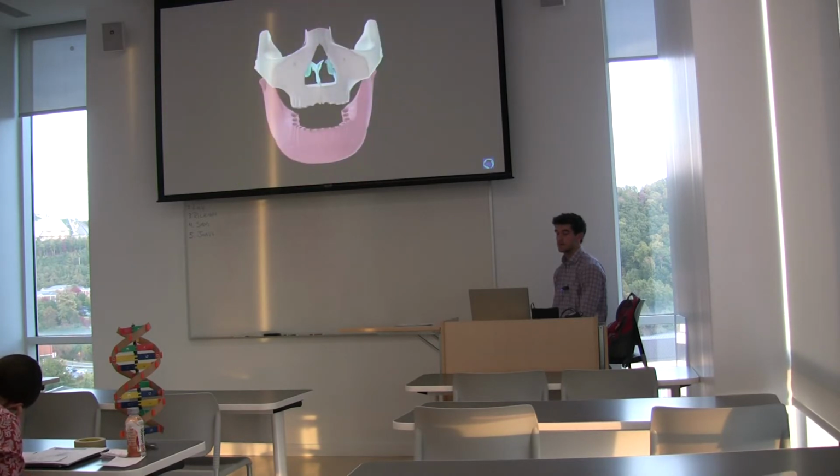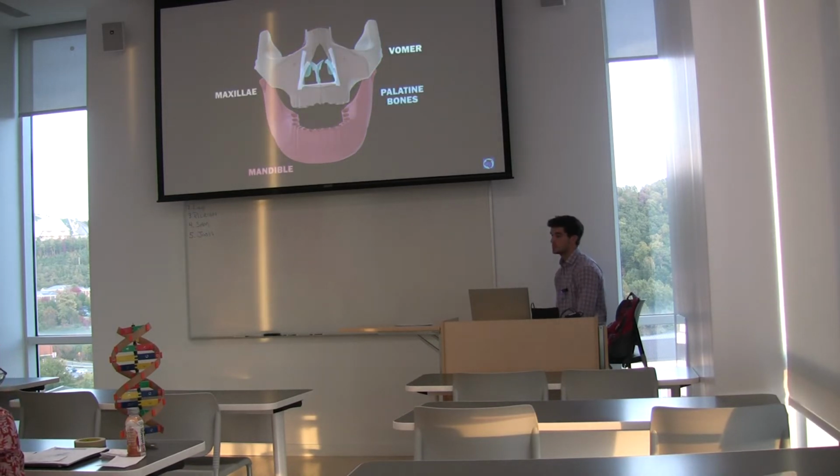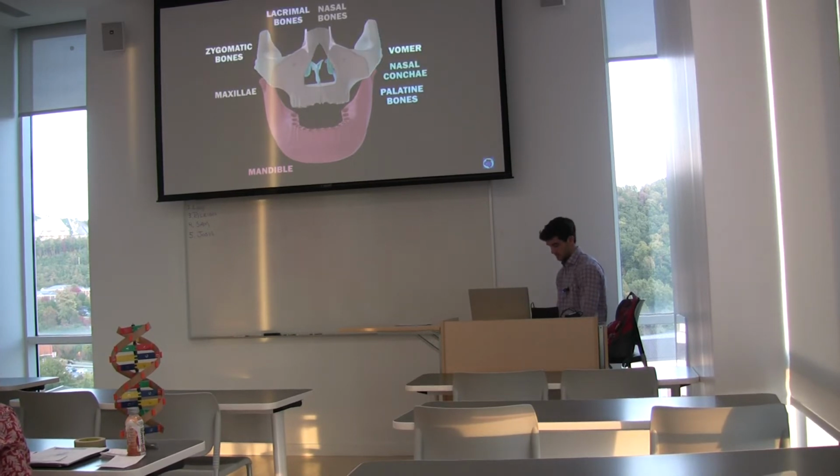Now for the facial bones. The facial bones include the mandible, the vomer, a pair of maxillae, a pair of palatine bones, a pair of nasal bones, a pair of nasal conchae, a pair of zygomatic bones, and a pair of lacrimal bones.